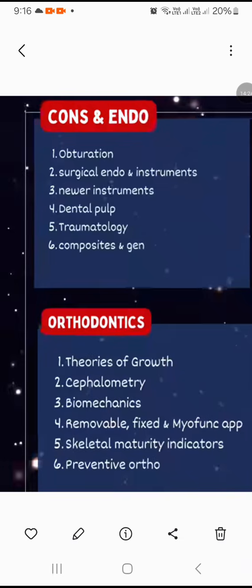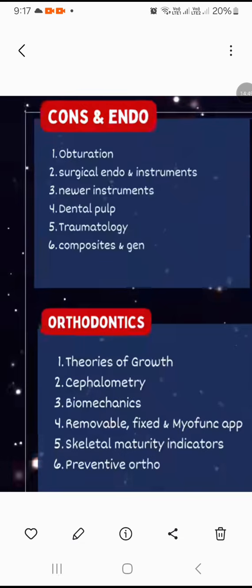Now coming on to conservative and endo: obturation, surgical endo and the instruments. So all the file numbers are very important. Color coding of all the instruments is important. Newer instruments. Dental pulp, okay. What are the cells in pulp, very important. The different layers. Traumatology, composites and different types of newer composite materials, okay, very important.